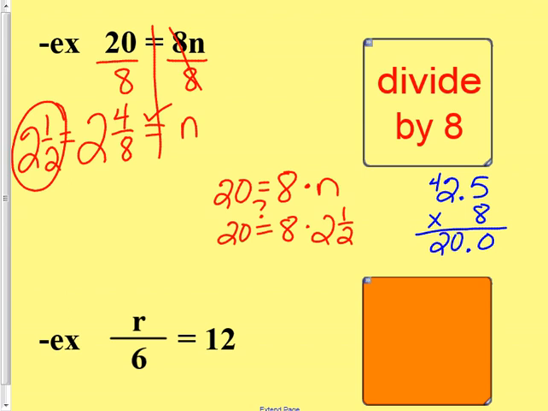And I do get 20. So we are correct. Let's look at another one. Let's just scoot further down and look at this one down here.